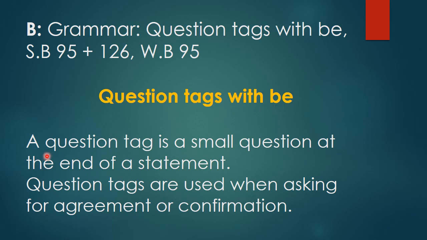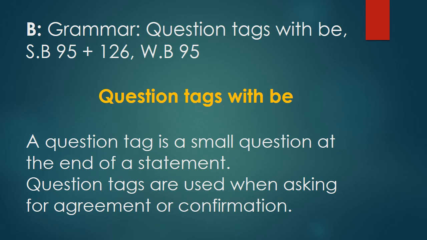Okay, so a question tag is a small question at the end of a statement. Okay, a small question that comes at the end of a statement. Question tags are used when asking for agreement or confirmation. So when you're asking someone to agree with you on something or not, you use question tags. Or you ask them to confirm information about something or not, you use question tags.